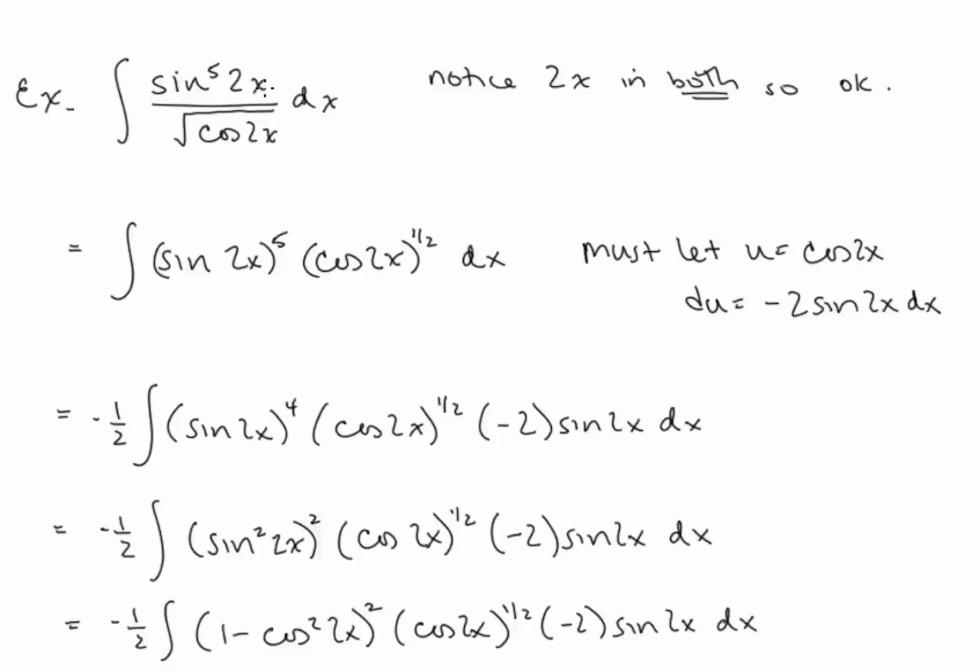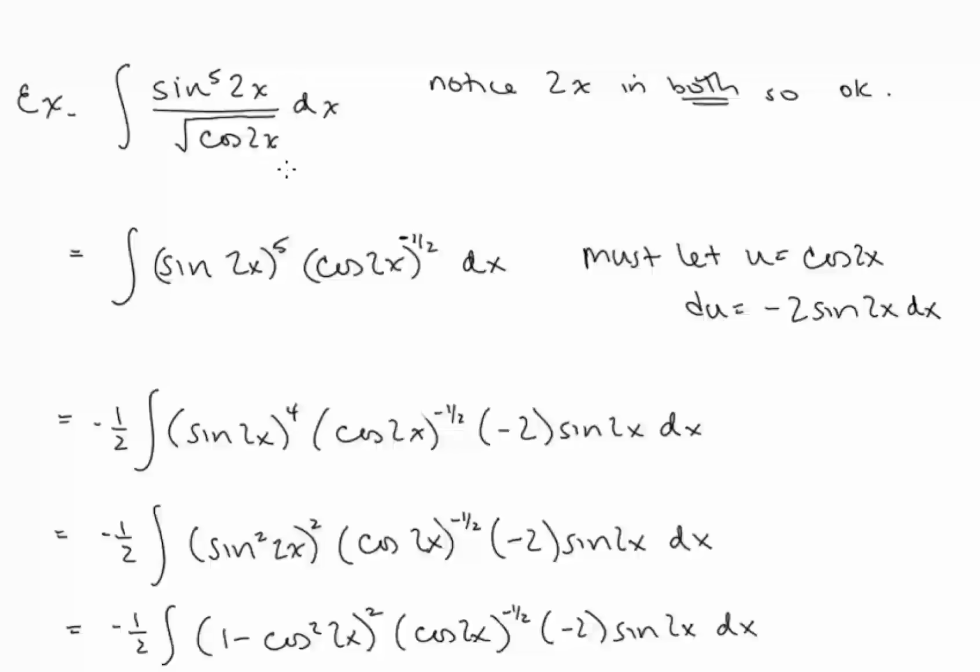If one of them was a 2x and the other was an x, then we would have to worry about using a double angle formula to get them both in terms of x, or both in terms of 2x. We would have to make some kind of trig identity there. But because these are both 2x's, we're good. And so let's write this as a product of powers of trig functions. So we have sine of 2x to the fifth multiplied by cosine of 2x to the negative 1/2 power.